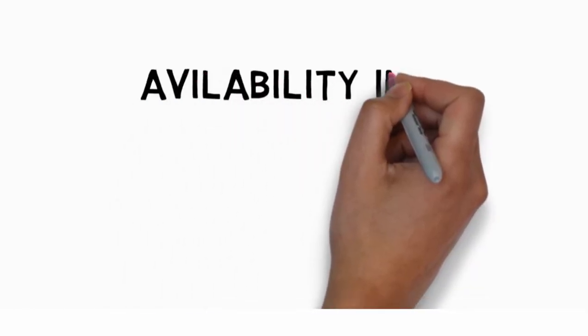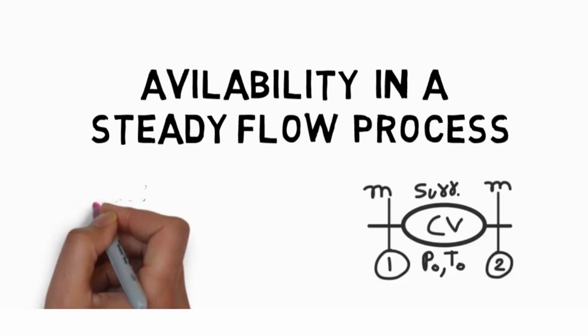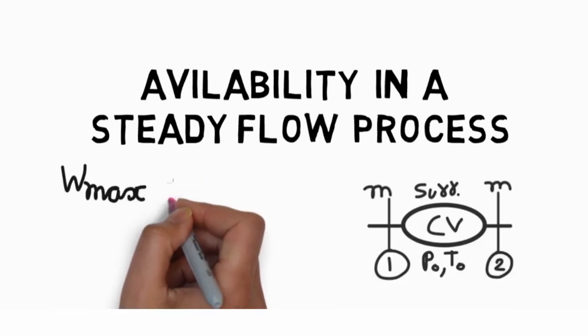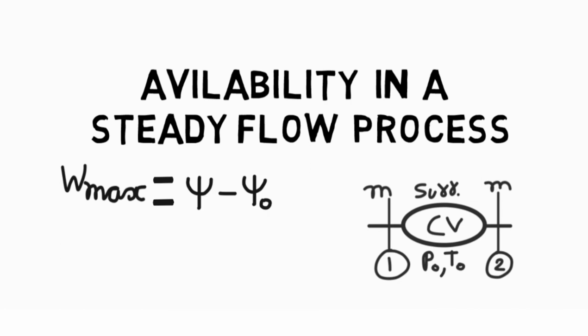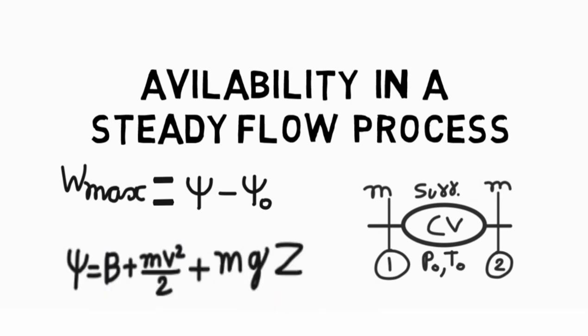Second is the concept of availability in a steady flow process, which is given by the difference between the energy steady state function psi and dead steady state function psi naught of the system. The exergy function is given as the sum of Keenan function denoted by B, kinetic energy denoted by mv squared upon 2, and potential energy denoted by mgz.